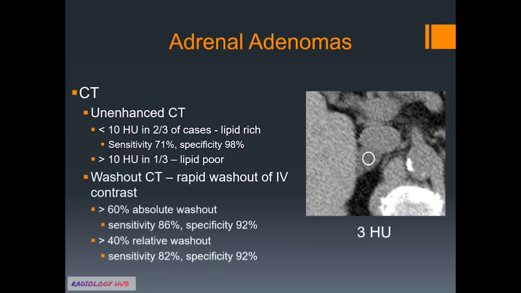Now, for those lesions that measure greater than 10, we can perform washout CT. And it turns out that adenomas demonstrate rapid washout of IV contrast. Therefore, an absolute washout of greater than 60% or relative washout greater than 40% has moderate to high sensitivity and high specificity. However, note that these numbers are not 100%, and there are important exceptions to these rules, which we will discuss later.